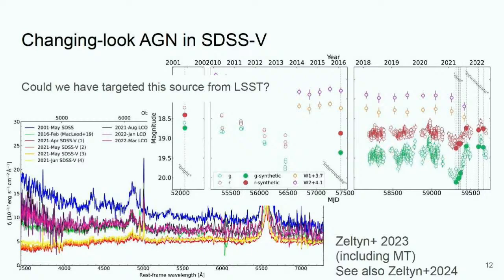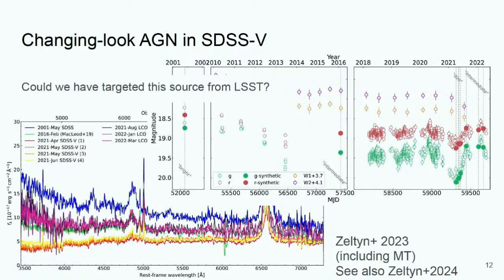So this is the archival 2001 spectrum. This is 2016. You can see the light curve is peaking up quite happily, and then there's this big dip in the light curve, and that's when we first observed it in SDSS-V. So this is all great. You're probably saying, what's the problem? We can see these things in light curves, and then we can observe them.